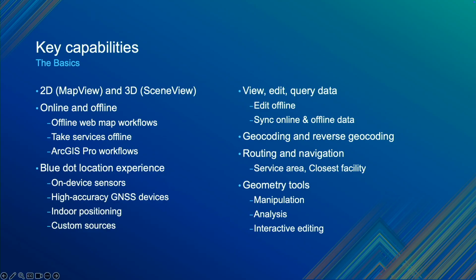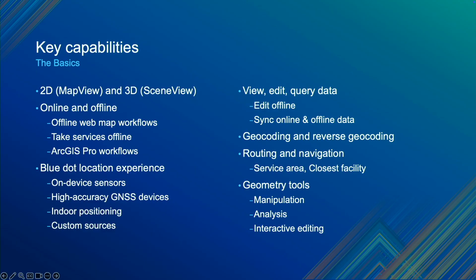You can also geocode and reverse geocode online and offline, and calculate routes, service areas, and closest facilities online and offline. And those routes can be used with the navigation API that we saw on the previous slide, and you guessed it, that works online and offline.